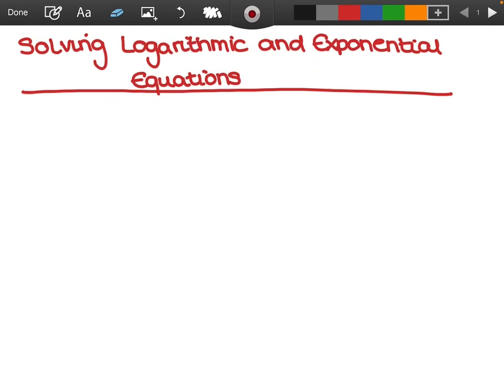In today's video, we're going to look at solving logarithmic and exponential equations. First, we're going to look at these logarithmic equations, and there are two different types that you need to be aware of. First one is type 1, second is type 2.